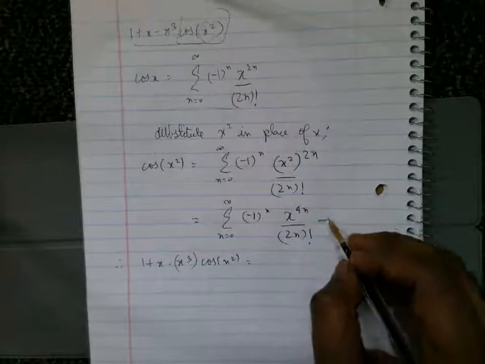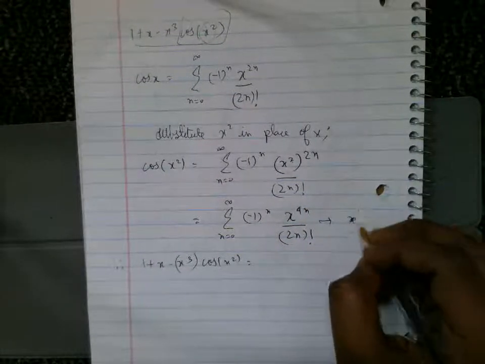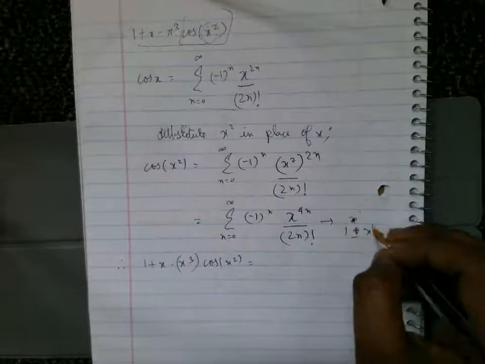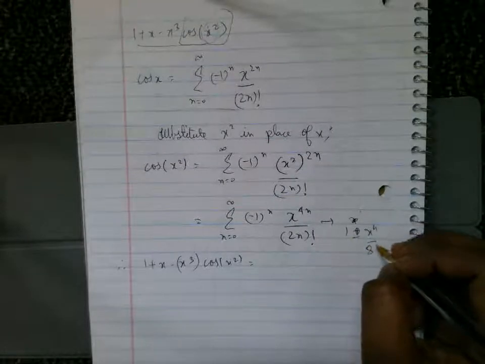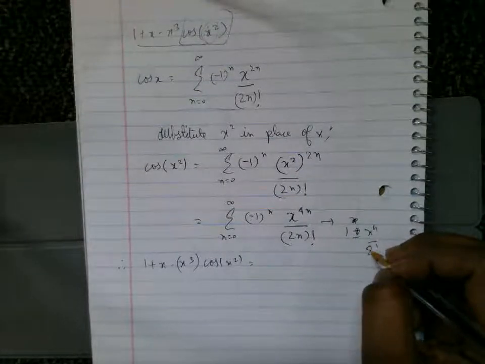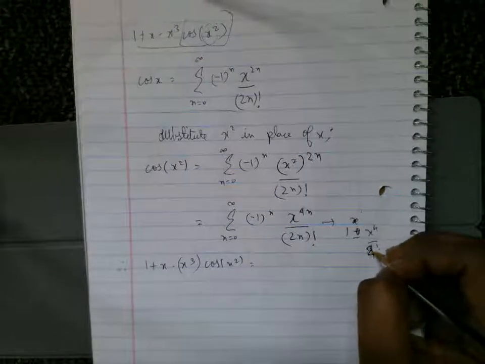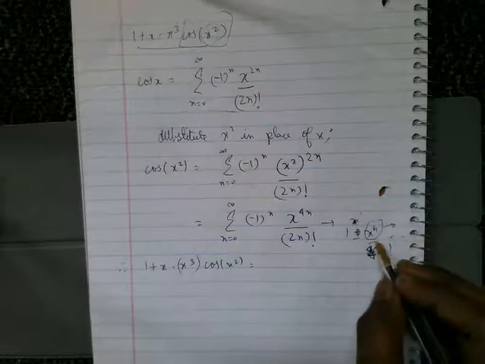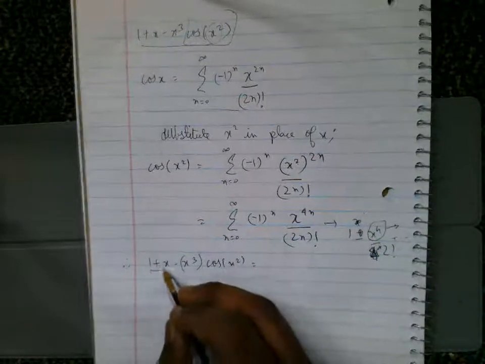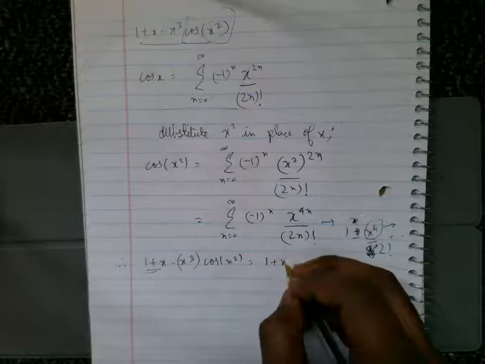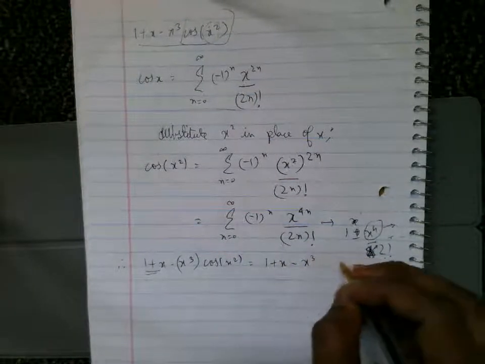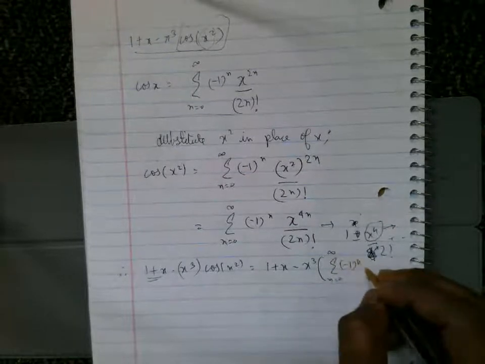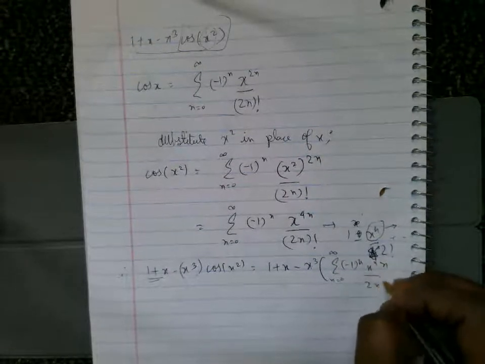so there will be a 1 here, and then you will have x to the power 4 by 2 factorial and whatever. So my point is that all these powers start from x to the power 4, and so therefore this will be unaffected, and you will have x cubed times sum over n running from 0 to infinity (-1)^n x to the power 4n by 2n factorial.